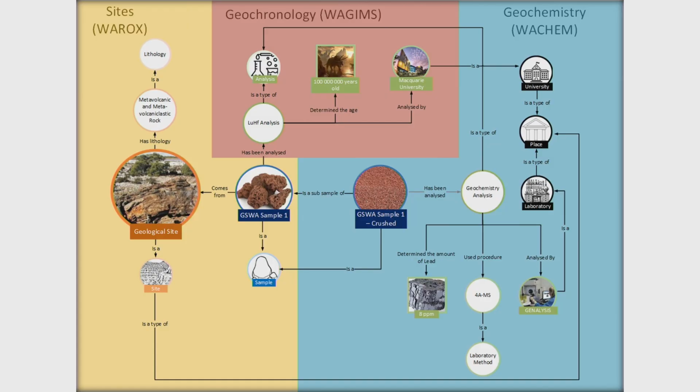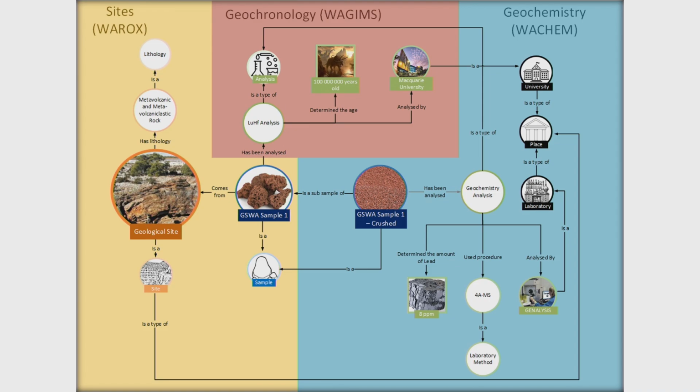All right, let me quickly give you an example of how we're using knowledge graphs. We've got our three applications there: our Worix information database, which is for sites, WAGMS for results information, and WAChem for our geochemistry information. If we look at the very center of the slide, on the blue bit, there is a crushed sample imagery there.